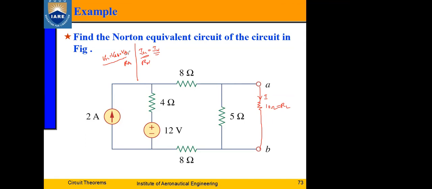Is that all we want? Yes, sir. So first get me the value of RN, and I will tell how to find the value of IN. Get the Thevenin's equivalent resistance for this circuit.